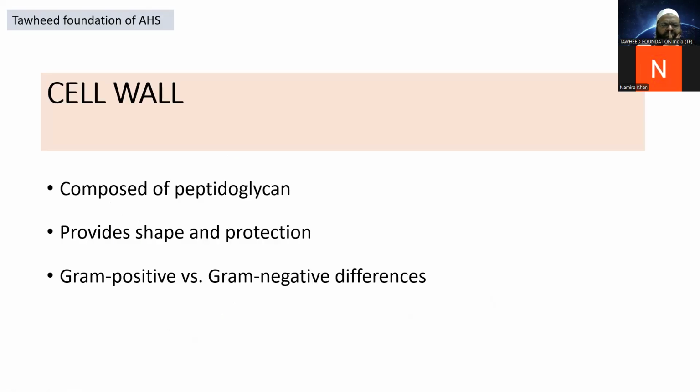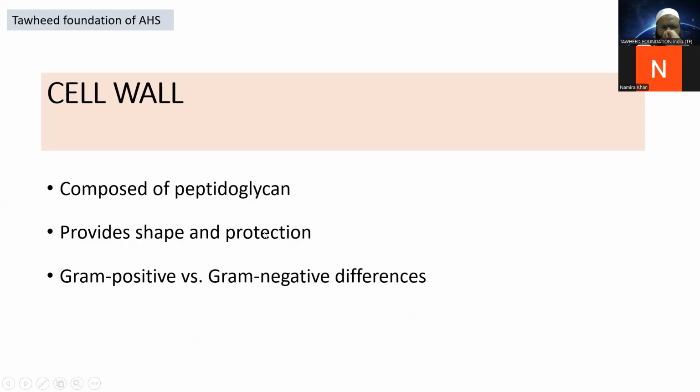Now, what is the cell wall? Composition of peptidoglycan: the bacterial cell wall is primarily composed of peptidoglycan, a unique polymer that forms a mesh-like structure. Peptidoglycan consists of long chains of sugars cross-linked by short peptides. This combination provides both strength and flexibility.